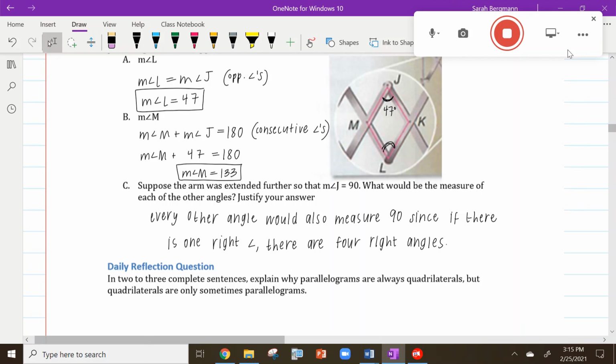Tomorrow we will talk more about parallelograms. We will be talking about the properties of the diagonals of parallelograms.